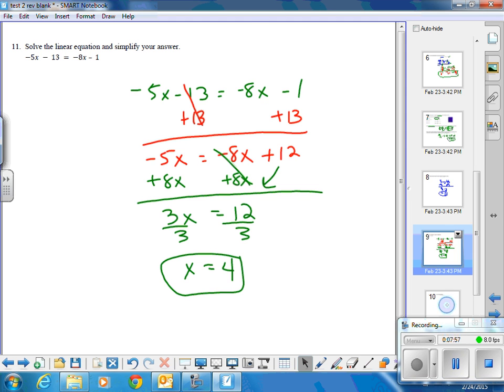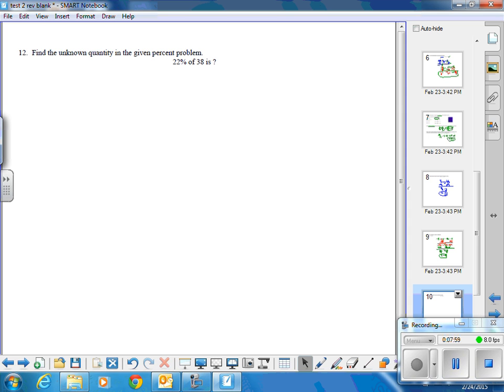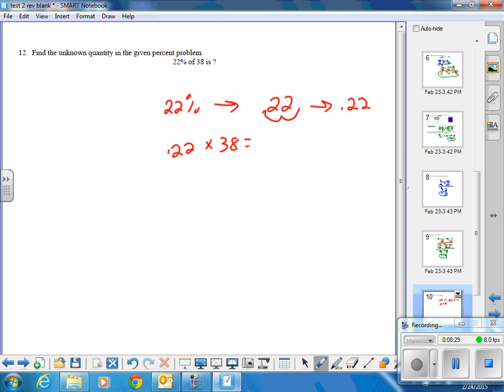Okay, let's look at the next one. It says find the unknown quantity in a given percent problem. Well, there's a couple ways to do percent problems. There's the is over of is equal to P over 100. Or sometimes, you were just taught to multiply them. 22% of 38 is blank. So you say, okay, 22%. Got to make that a decimal. Move that over twice. So then I get 0.22, and then you'd have 0.22 times 38. Well, that ends up giving you a decimal, 8.36.